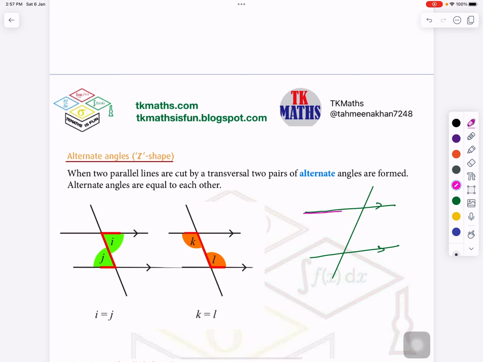You have to see, for example, this and this. Okay, so this is Z shape. So alternate angle we remember with the help of Z shape. So these angles are equal to each other. Similarly, if I talk about, for example, this one, right, not exactly Z, but shape is like that. So this angle equals to this angle. These are called alternate angle and they are equal to each other. So if this is 120, then this is also 120. If this is 60, then this is also 60.